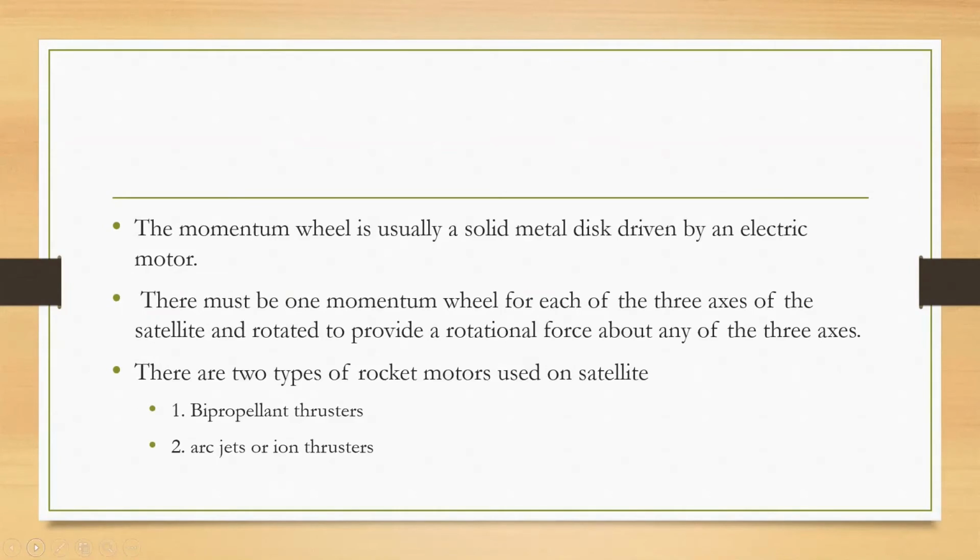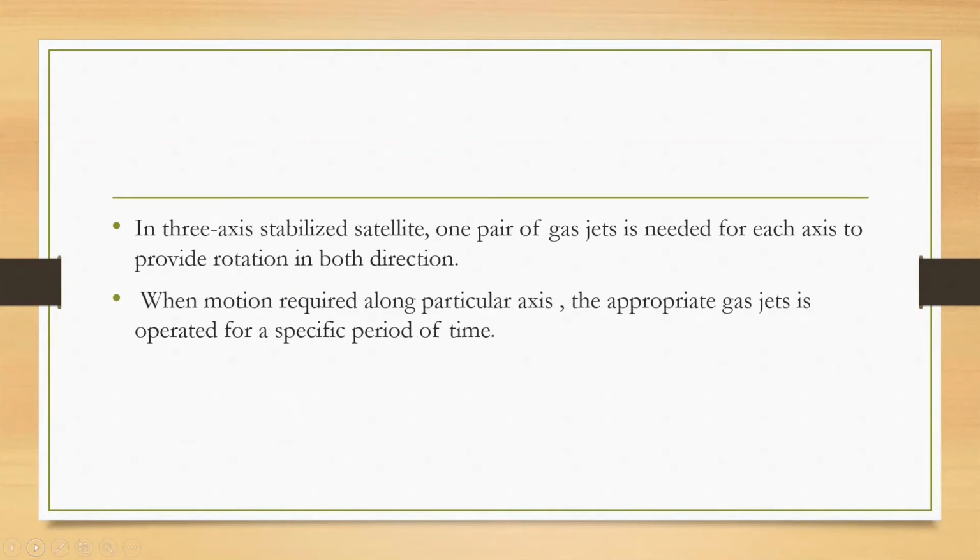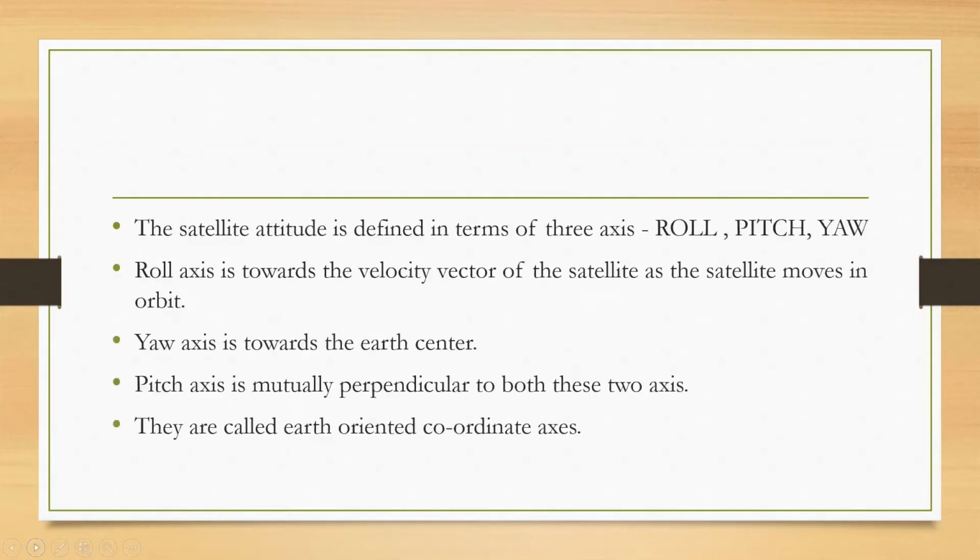The momentum wheel is usually a solid metal, as I told you, driven by a motor. There must be one momentum wheel for each of the 3 axes. As I told you, there will be 3 flywheels that will be connected, 3 metal weights that will be discs, to give a momentum and to stabilize it with respect to the 3 axes. And the two types of motors that we use are bipropellant and the arc jet. This I have already covered.